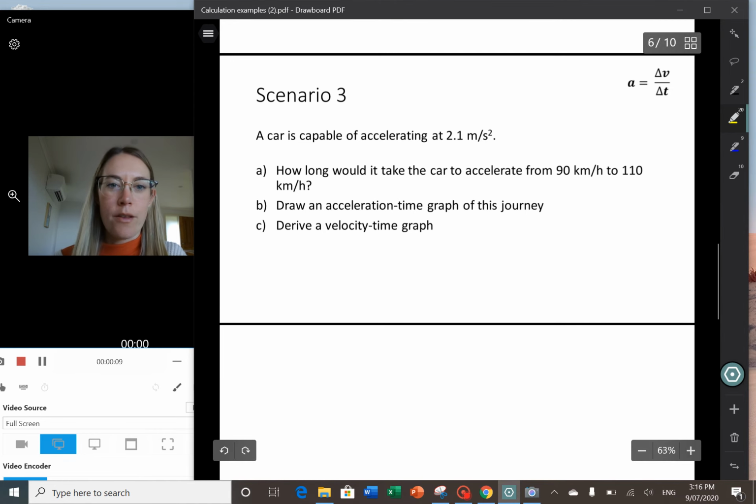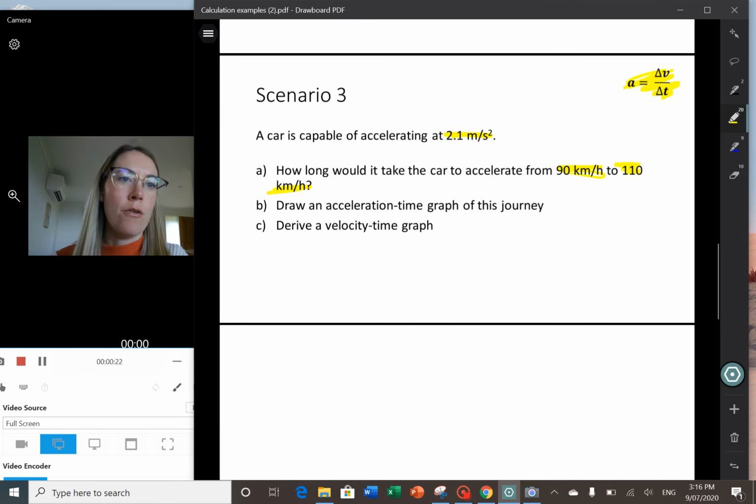A car is accelerating at 2.1 meters per second squared. How long will it take the car to accelerate from 90 kilometers an hour to 110 kilometers an hour? We're given the formula up the top here. Acceleration is equal to a change in velocity over time.